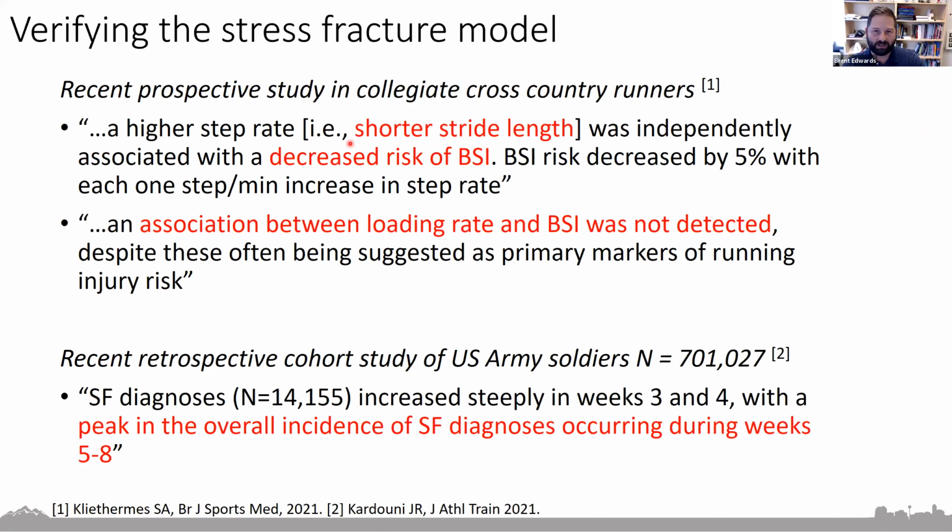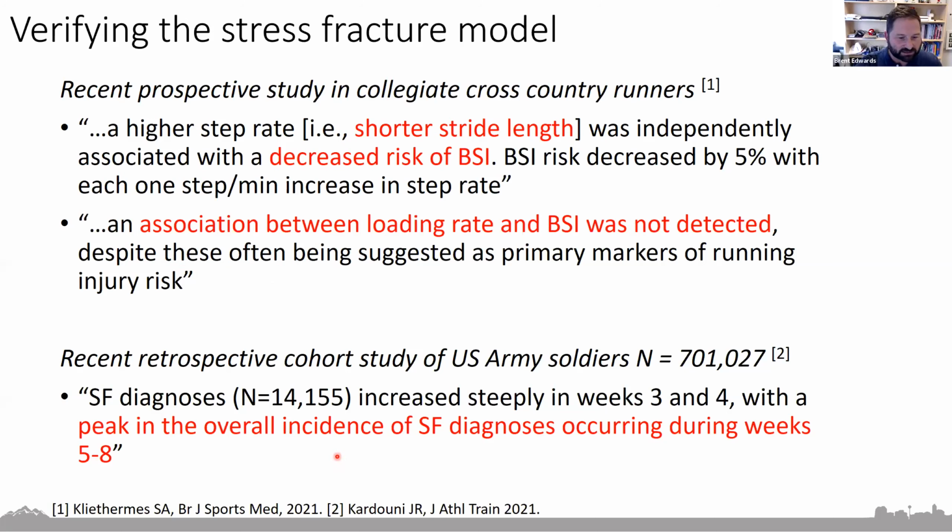A shorter step length was independently associated with a decreased risk of bone stress injury, whereby the bone stress injury risk decreased by 5% for every one step per minute increase in step rate, which I think is a pretty impressive statistic. Interestingly, for those loading rate lovers out there, an association between loading rate and bone stress injury was not detected, despite these often being suggested as primary markers of running injury risk.